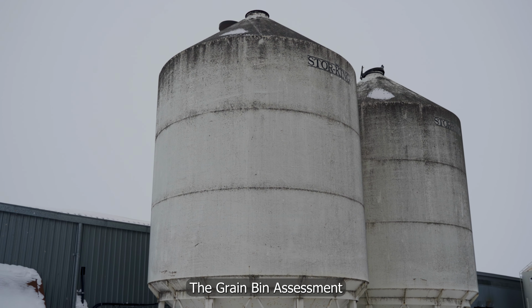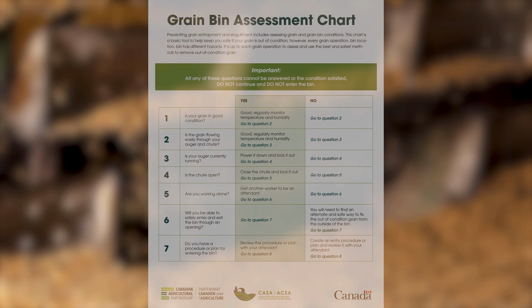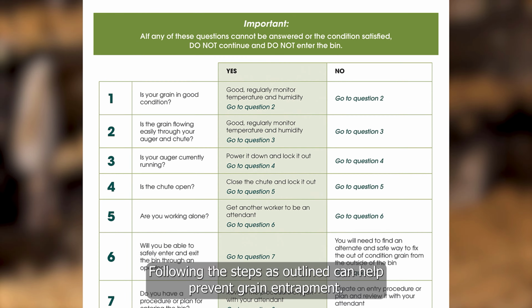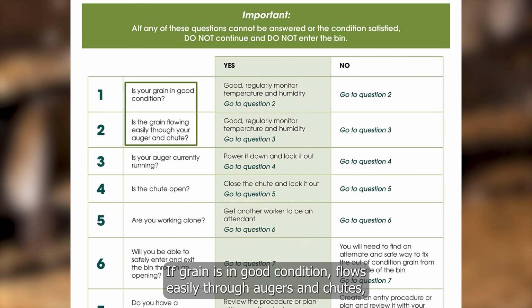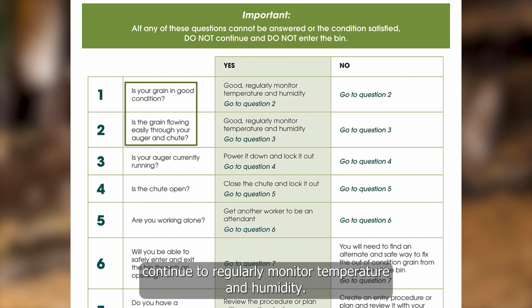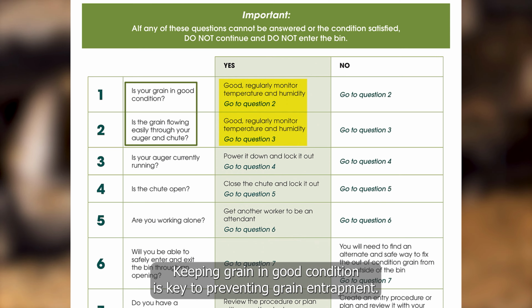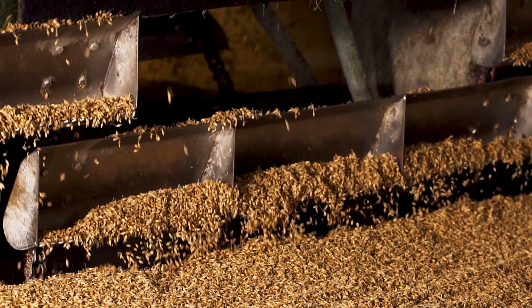The grain bin assessment chart is a tool to help keep you safe if grain is out of condition. Following the steps as outlined can help prevent grain entrapment. If grain is in good condition, flows easily through augers and chutes, continue to regularly monitor temperature and humidity. Keeping grain in good condition is key to preventing grain entrapments.